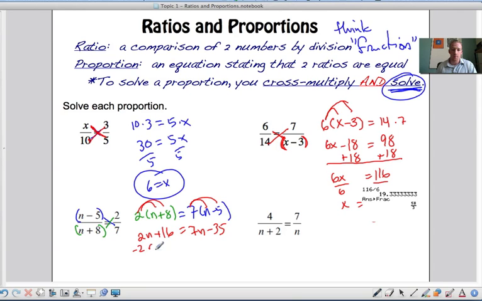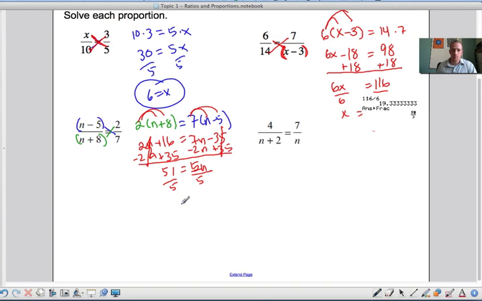Get rid of the variables on this side. That gives me a 5n. Add the 35 to both sides. So I eliminated the variables over here, and I eliminated the numbers over here. And that gives me 35 plus 16 is 51. So we get 51 over 5 is our answer here. And if you plug that into your calculator, you just get 10.2. So either one of those is correct.